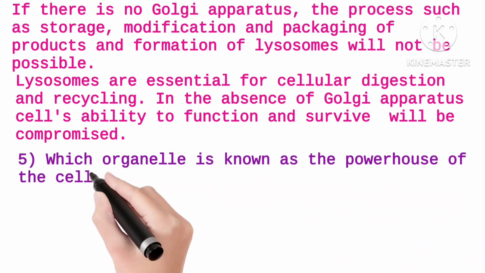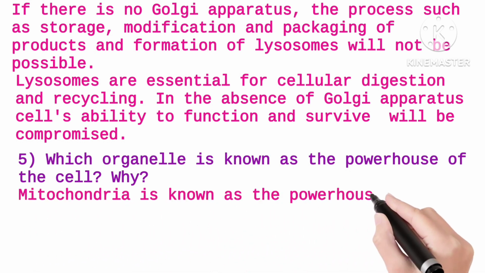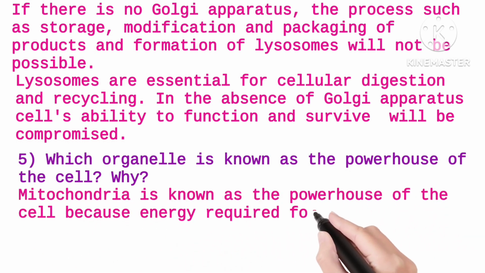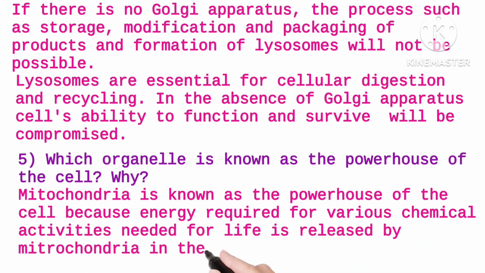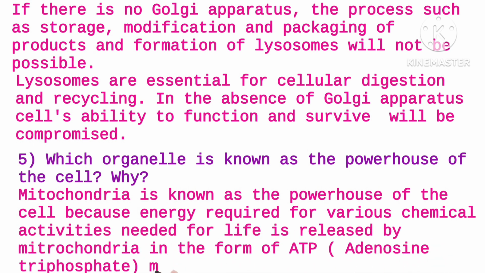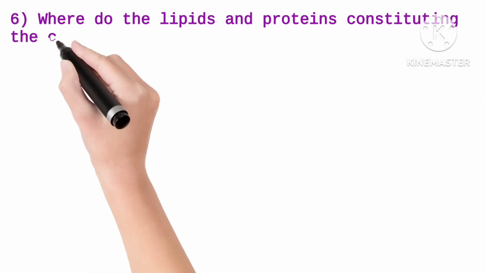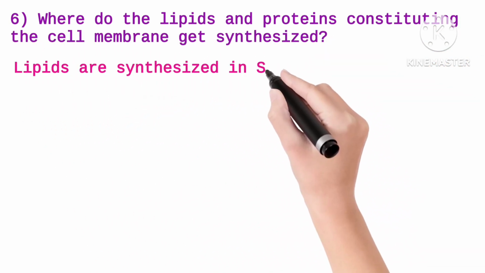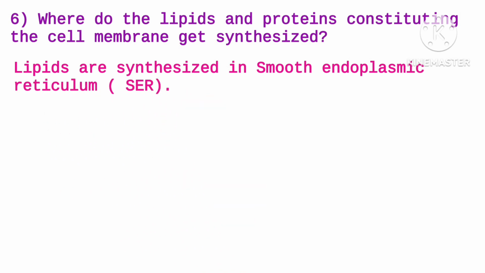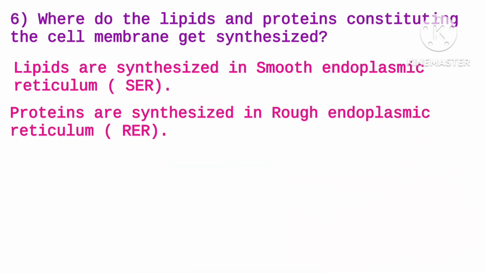Which organelle is known as the powerhouse of the cell and why? Mitochondria is known as the powerhouse of the cell because the energy required for various chemical activities needed for life is released by mitochondria in the form of ATP, adenosine triphosphate molecules. Where do the lipids and proteins constituting the cell membrane get synthesized? Lipids are synthesized in the smooth endoplasmic reticulum and proteins are synthesized in the rough endoplasmic reticulum.